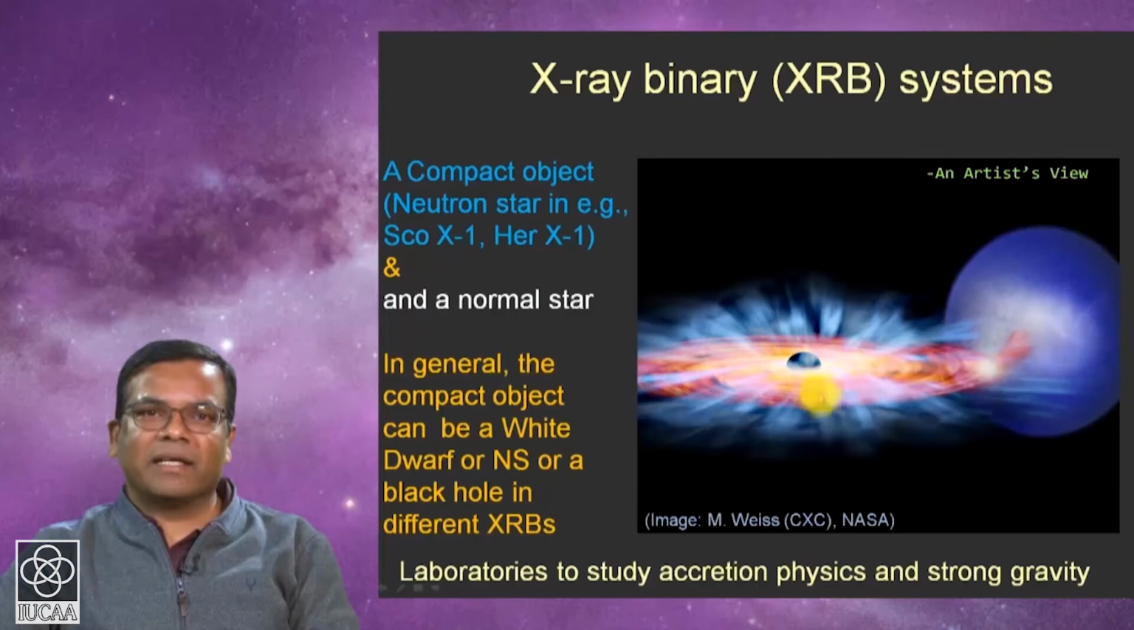In general, the compact object can be a white dwarf, a neutron star, or a black hole. The compact object, with its gravity, accretes material from the normal star, and this accretion process results in strong X-ray radiation. These objects are essentially laboratories to study accretion physics and very strong gravity near compact objects such as neutron stars and black holes.